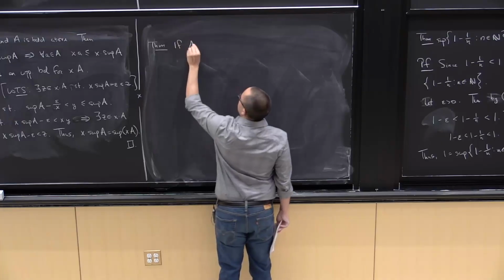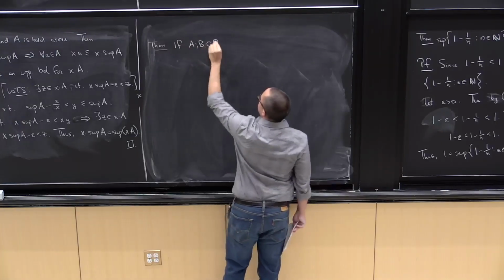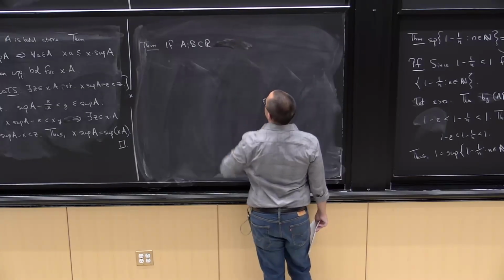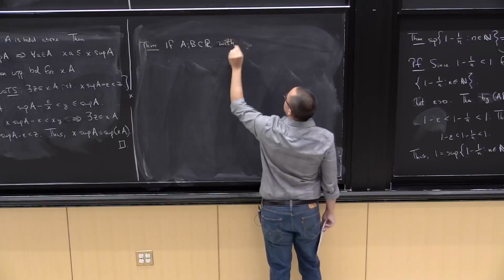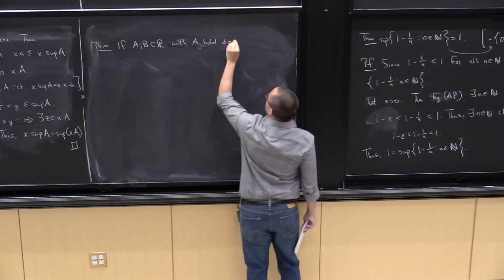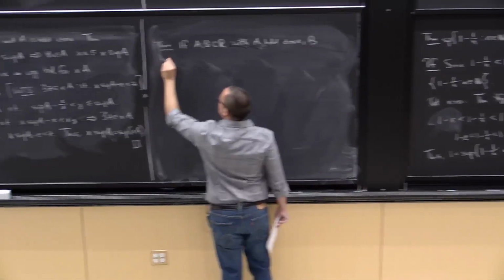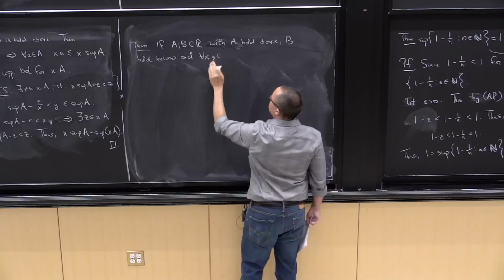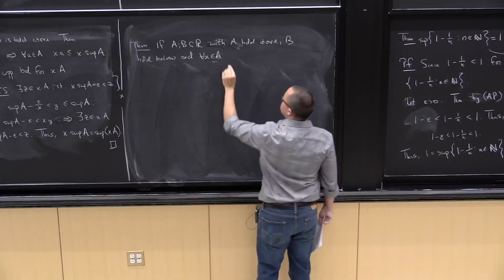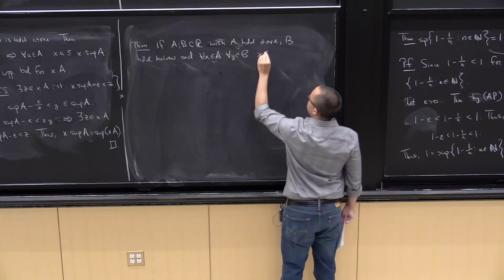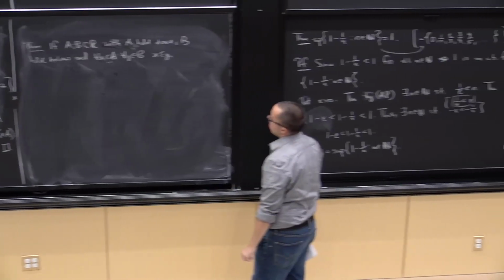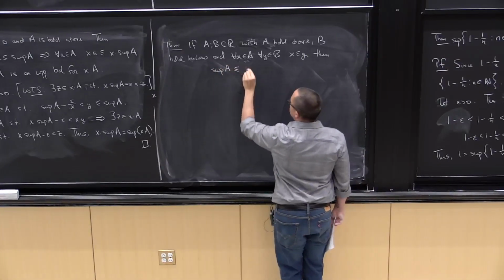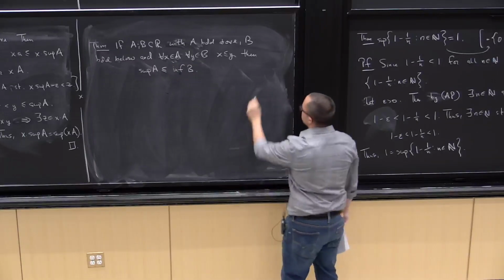Namely that if A and B are subsets of R, with A bounded above, B bounded below, and for all x in A and for all y in B, x is less than or equal to y, then sup of A is less than or equal to inf of B.